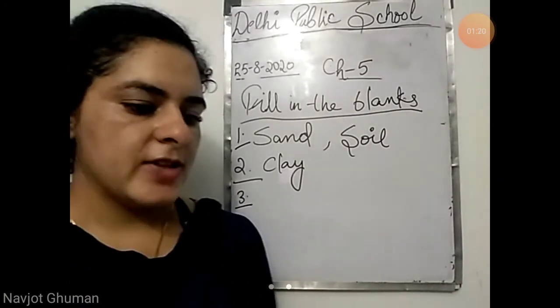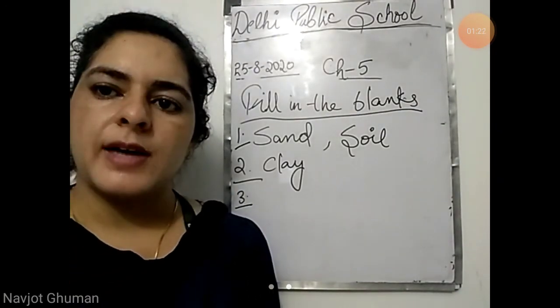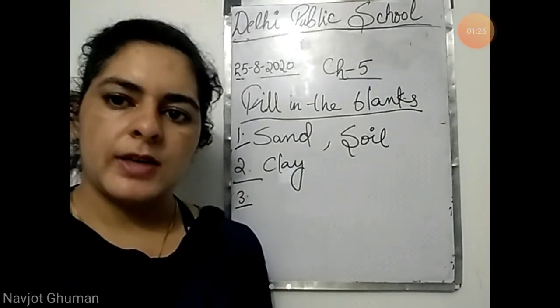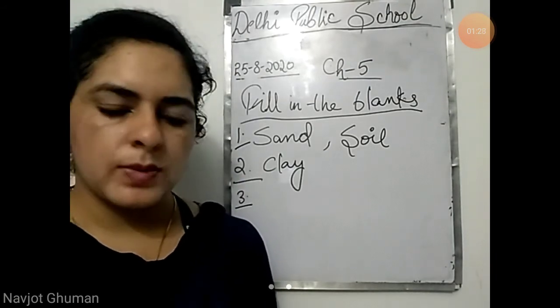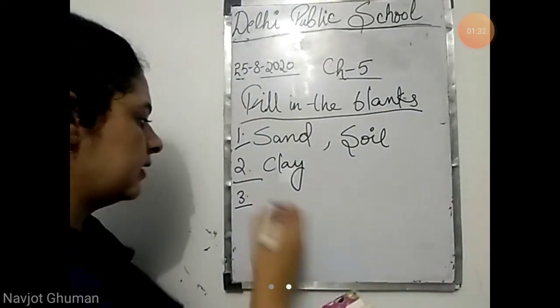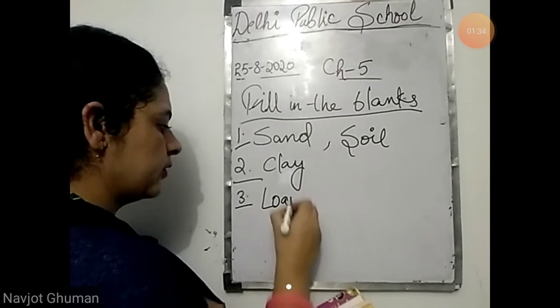Third, dash is the best soil for growing plants. We know sandy soil doesn't hold water. Clay soil is very sticky when it holds water. And so, which is left? Loamy soil. Loamy soil is very good for growing crops.